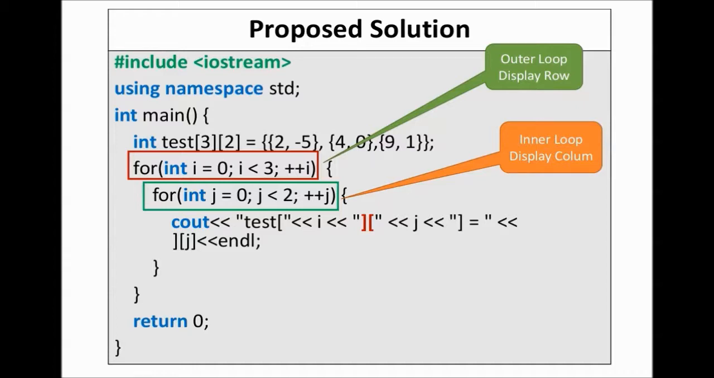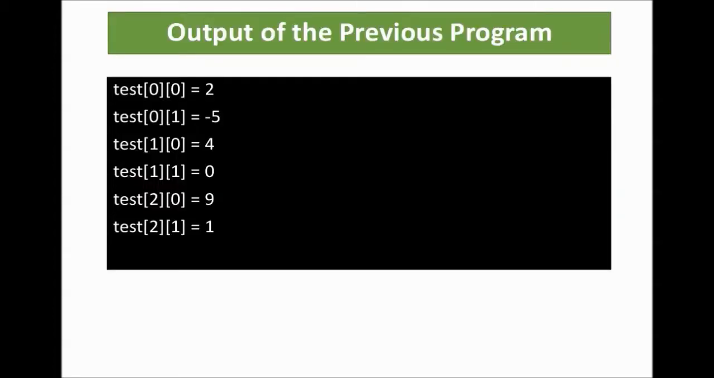The output of this program is: test[0][0] is equal to 2, test[0][1] is equal to -5, test[1][0] is equal to 4, test[1][1] is equal to 0, test[2][0] is equal to 9, test[2][1] is equal to 1.